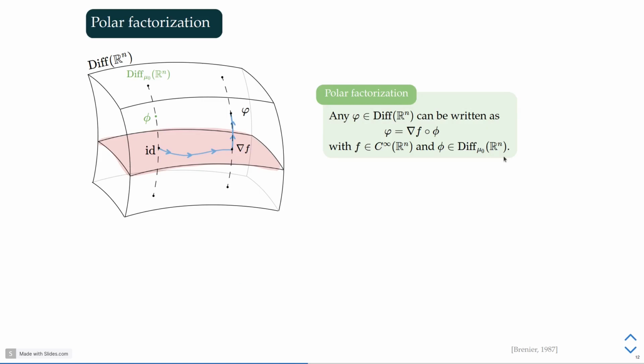We can also recover another nice result, which is the polar factorization of diffeomorphisms, due to Brenier. It says that if we have a diffeomorphism, it can be decomposed into the gradient of a function and a volume-preserving diffeomorphism. If we look at the geometric picture on the left, the gradient of the function is just this blue line. Then we compose with this phi, which is volume-preserving, and we end up at this phi. So again, the geometrical picture kind of gives this for free.